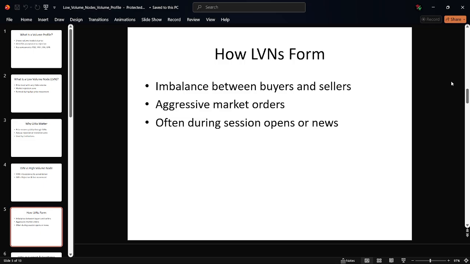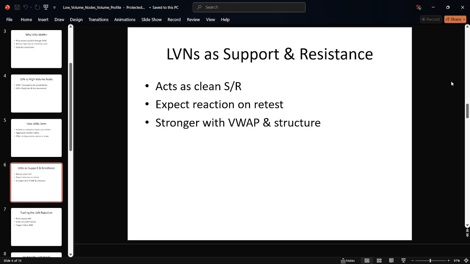So how do LVNs form? Imbalance between buyers and sellers, aggressive market orders, often during session opens or news, or just very large downtrends or uptrends. They can be formed in every single leg, but very large low volume nodes will act significantly more as an area of rejection than a smaller leg. Just like daily fair value gaps, or hourly fair value gaps, or 5 minute or 1 minute. Okay, so LVNs as support and resistance.